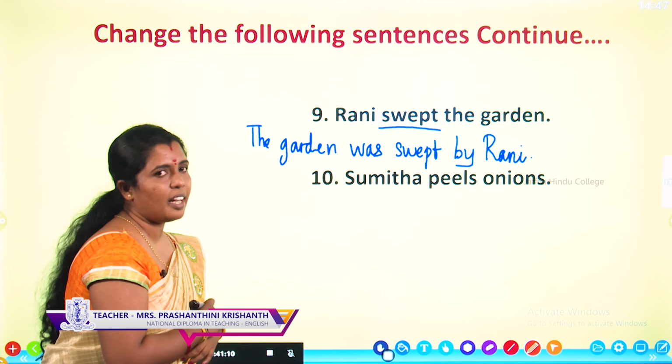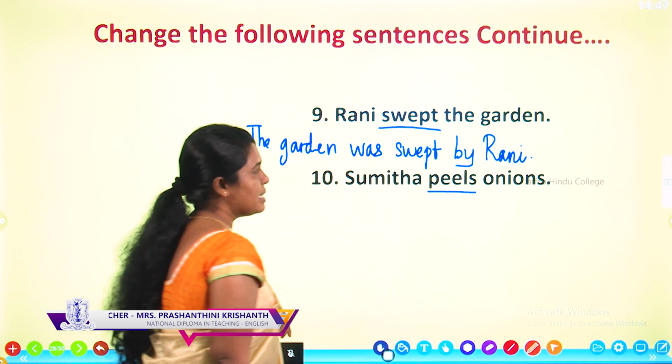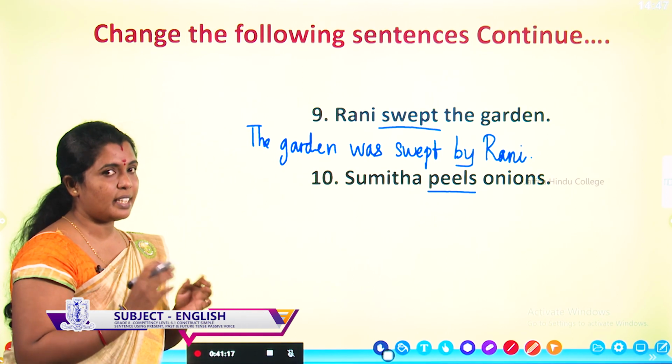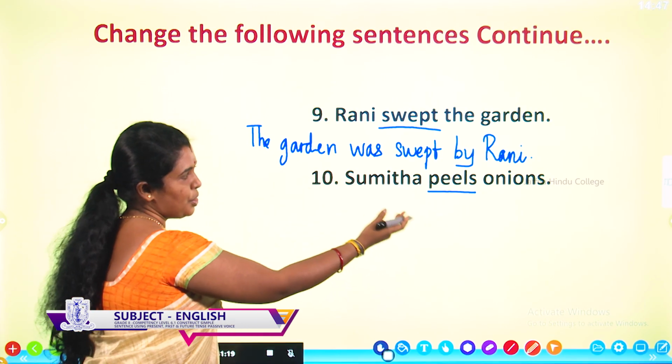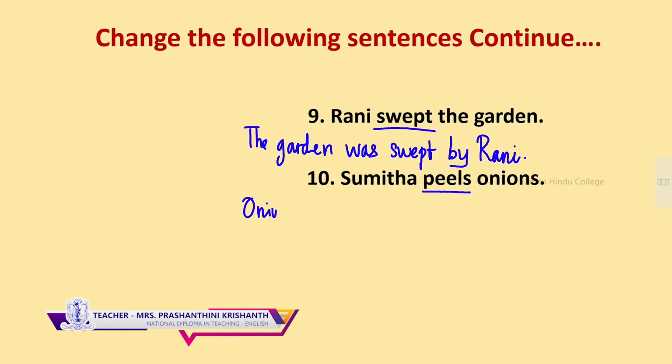The last question. Sumita peels onions. So underline the verb here. Peels. So this is a simple present tense sentence. So we should take the object first. Onions. Is this singular or plural? Plural. So onions are peeled by Sumita. She is the doer, so Sumita.